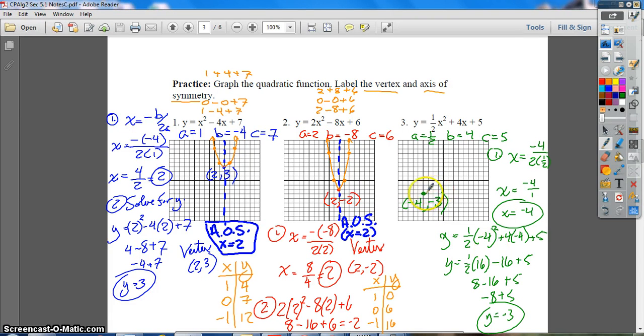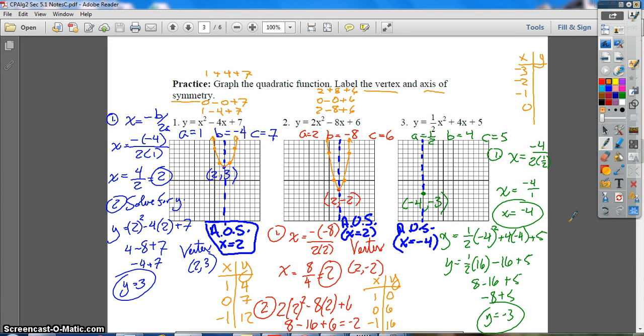Okay, 1, 2, 3, 4, just checking my work. My axis of symmetry is right through that. So my AOS is x equals negative 4. Okay. T-chart. It's the same sequence again. You can pick values that make it easy. I'm going to do negative 3, negative 2, negative 1, and 0.